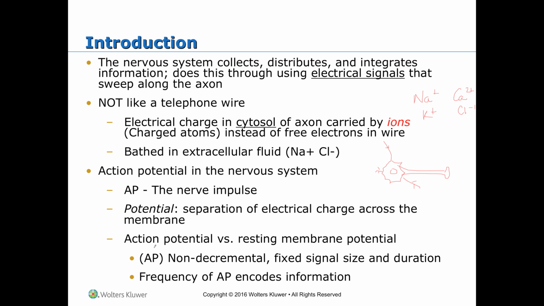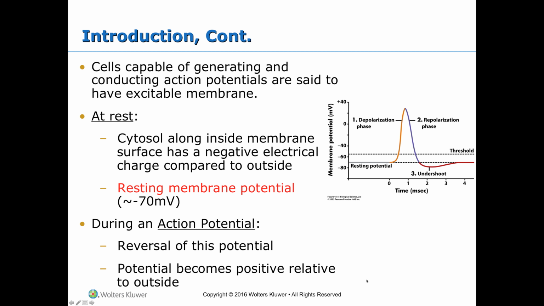The action potential is a non-decremental, fixed signal size and duration signal, whereas a resting membrane potential is what is going on when the neuron is not active in terms of sending signals. And the frequency of the action potential encodes information. This lecture is going to be really important for setting up our discussion on the action potential, which is going to happen next class, or next video.